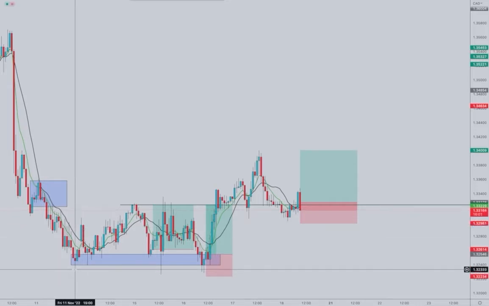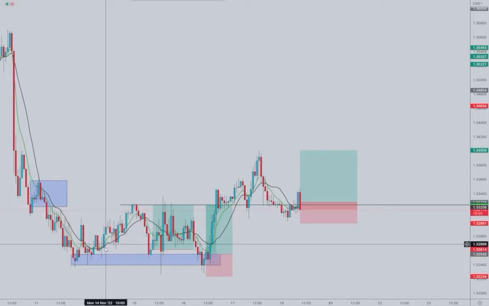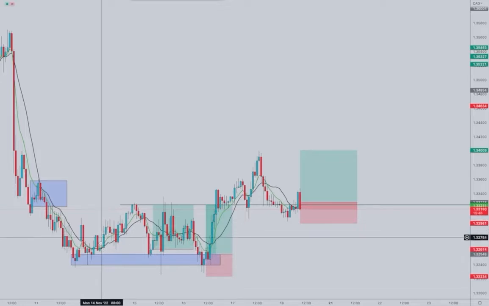Once I saw this rejection around this area, another rejection, and another, it was a bit of an indecisive candle, but the next candle closed bullish. So I was thinking that we were changing the momentum now.